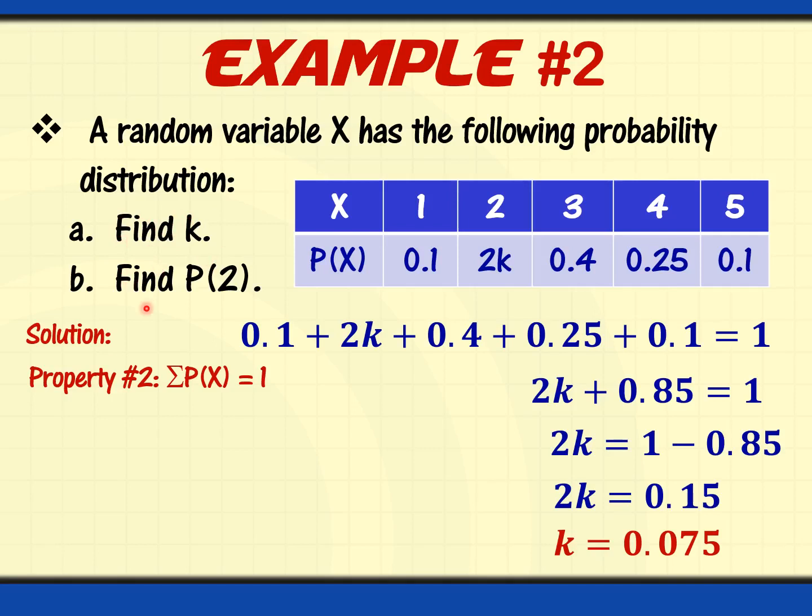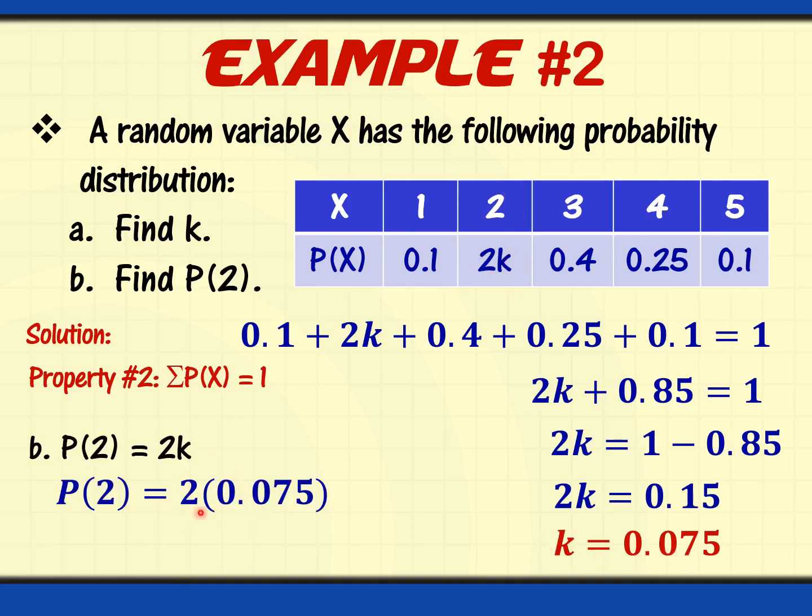Now, for letter B, find P of 2. So we have here P of 2 is equal to 2k. So all we have to do is to substitute the value of k, which is 0.075. So that will give us P of 2 is equal to 0.15. Okay, so did you follow the procedure? I hope everything is clear.